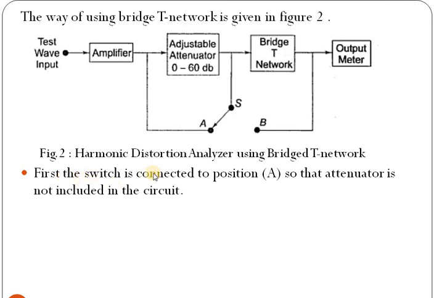Okay, the switch S is connected to position A, so the attenuator is not included in the circuit. Whenever the switch is connected to A, the attenuator circuit is shorted out. Now the test wave input is applied to the amplifier and the signal is amplified, and then applied directly to the Bridge-T network. This Bridge-T network will suppress the fundamental of the test wave input, so that only harmonic components are present.